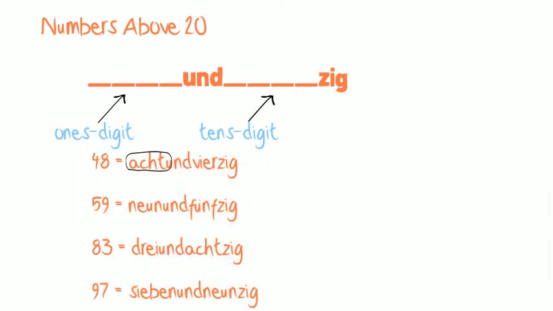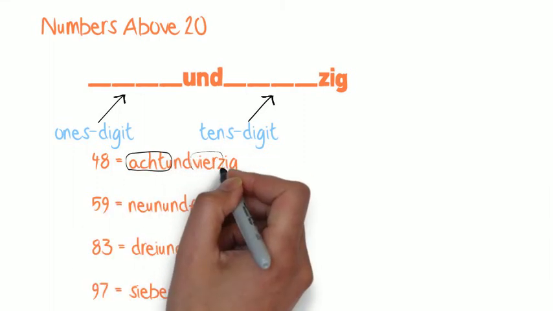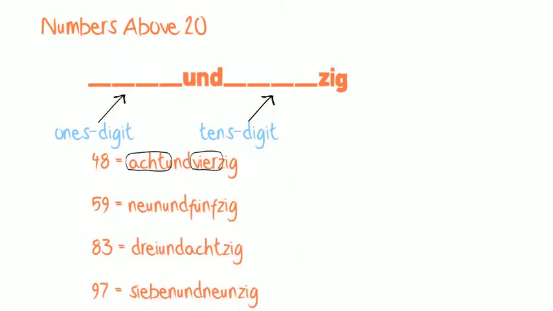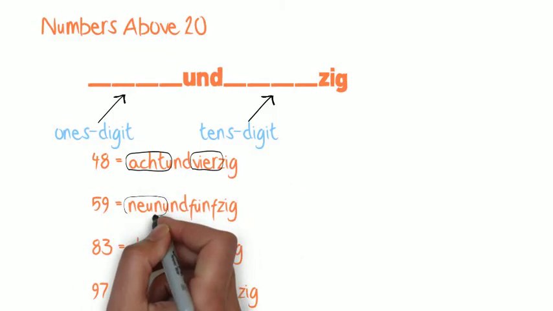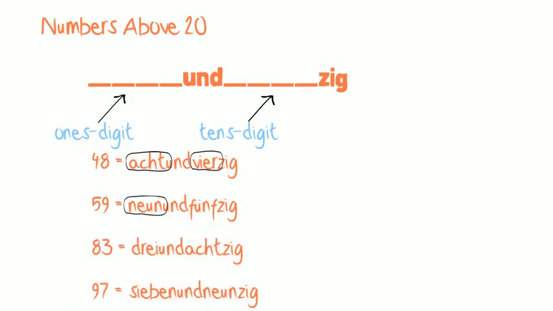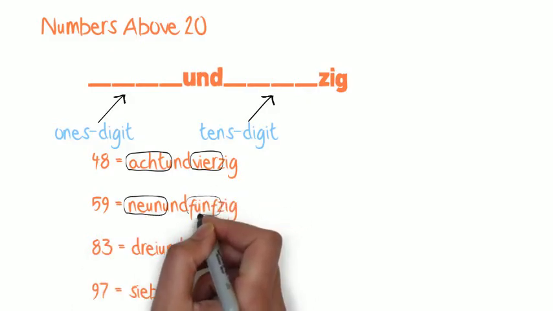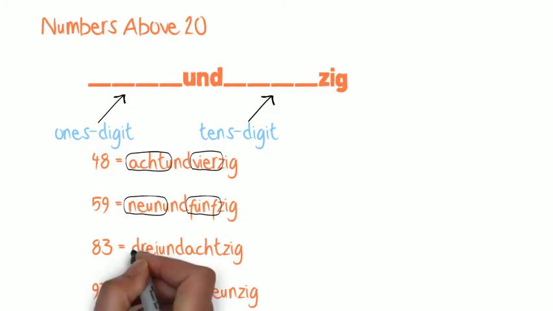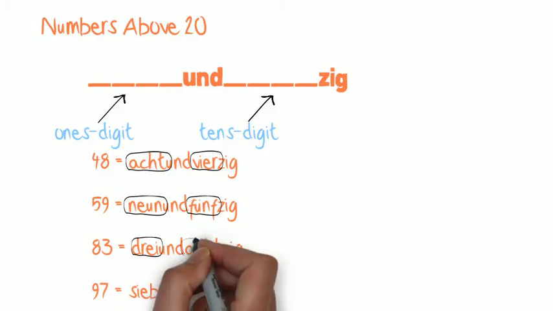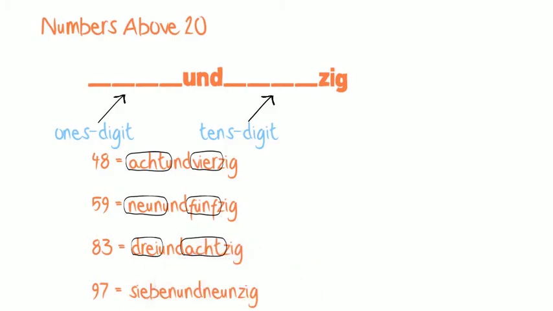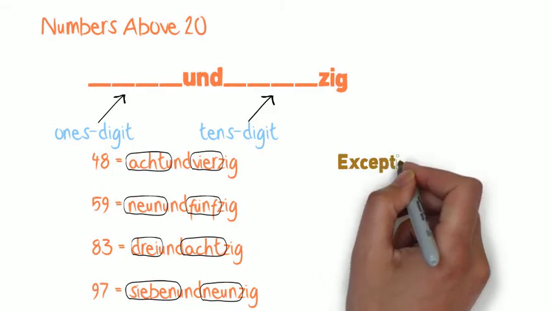und and the sich. So in 48, the 8 for the ones digit comes first, then the 4 for the tens digit to make 84. The 9 is the ones digit, and the 5 is the tens digit, and that makes 59. The same pattern holds for 3 und 80, ones digit und tens digit sich, and 97. Again, the ones digit comes first, followed by und, then the tens digit, and sich.